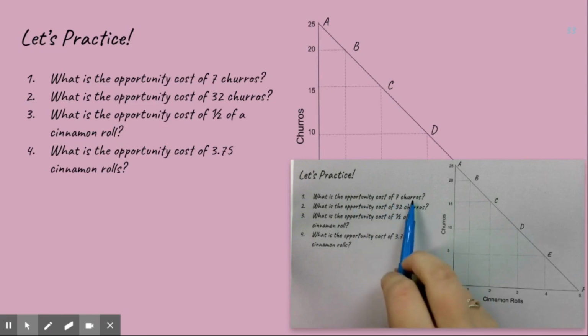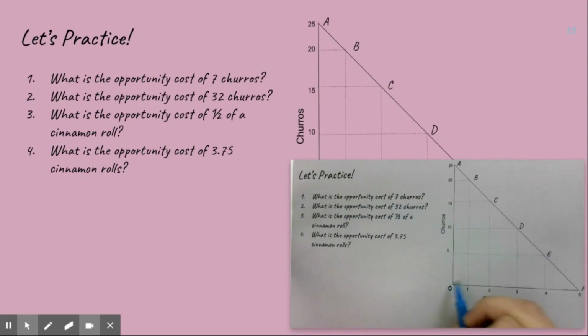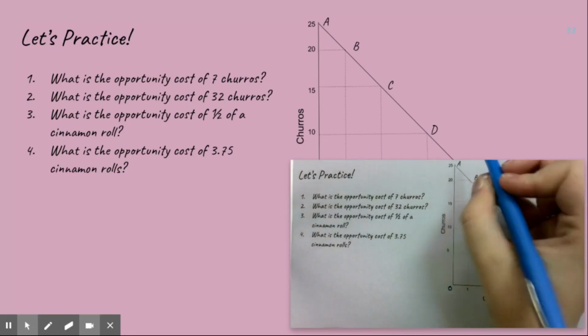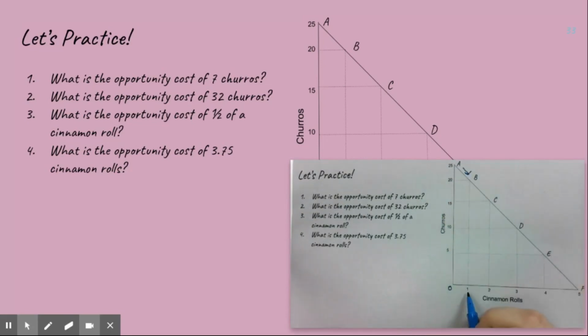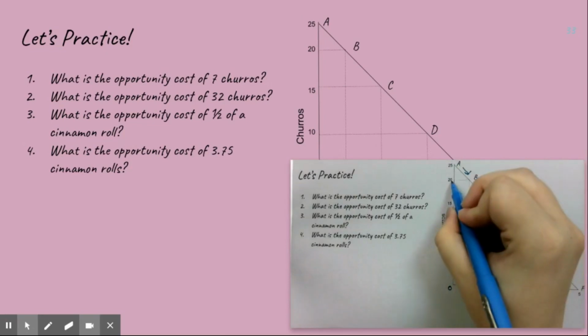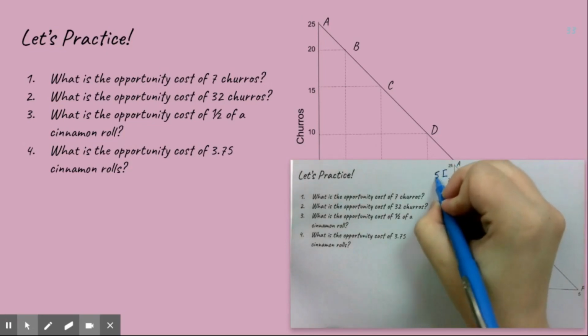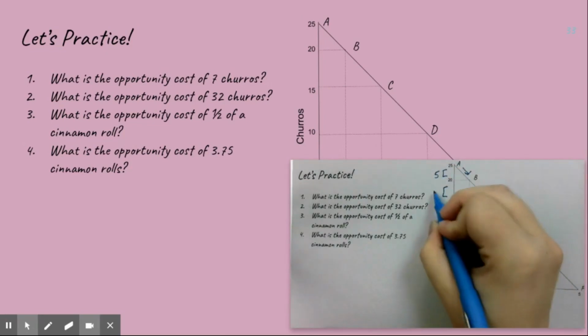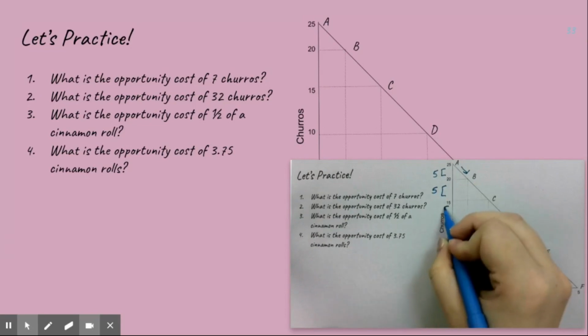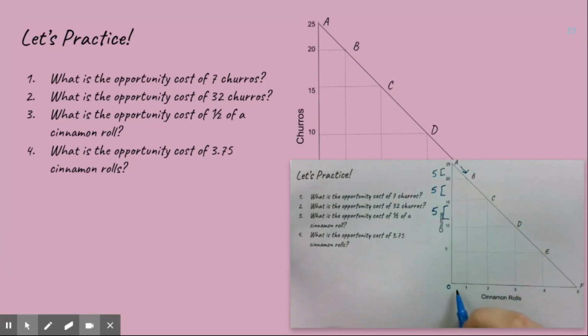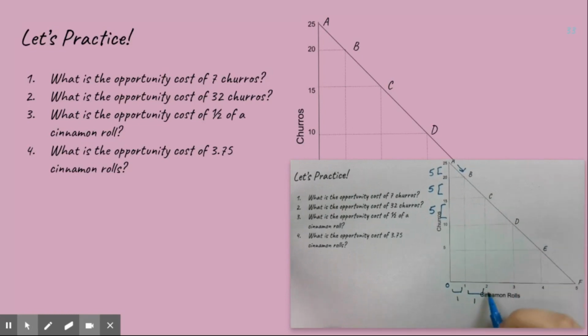So the opportunity cost, if I am making 0 cinnamon rolls and 25 churros, but I want to move down to making 1 cinnamon roll, I move down to 20 churros. That's 5. What if I do it again? That's 5. What if I do it this way? That's 1. What about this way? 1. You see what I've done? I know that 1 cinnamon roll always equals 5 churros.